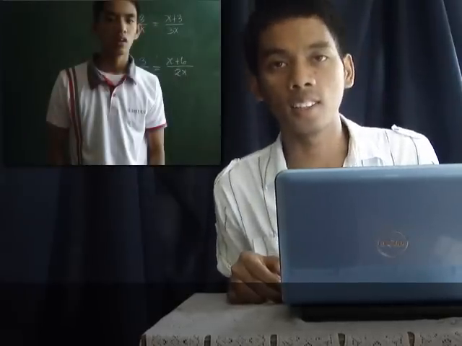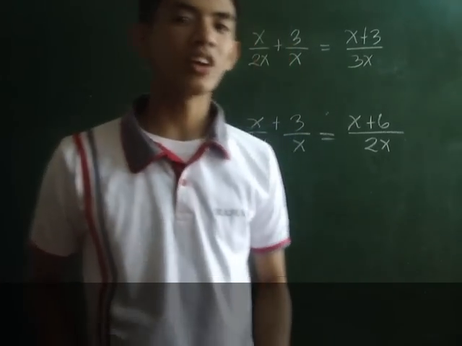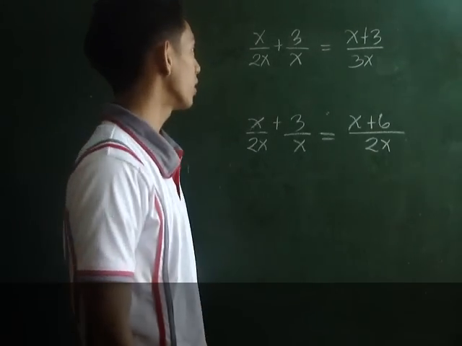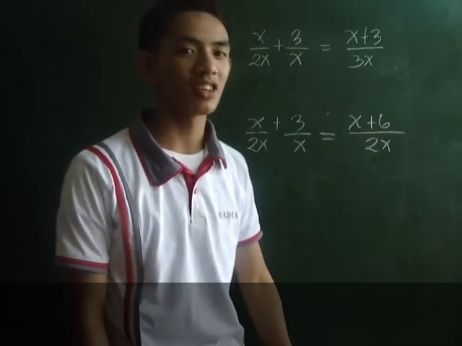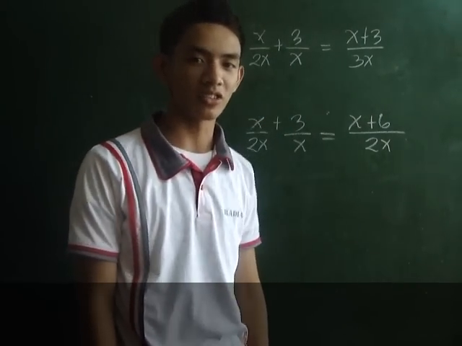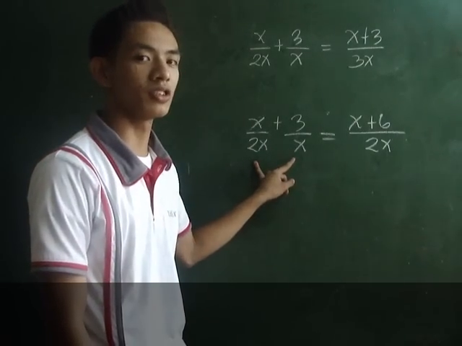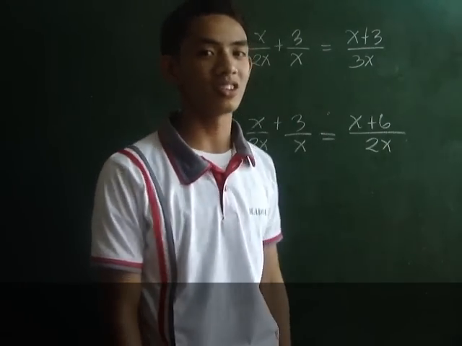Our top 8 algebra misconception is adding fractions. Find the LCD, do not add the similar. Here's the 8th misconception. We are to add 3 fractions. Here, we directly add the numerator and then the denominator. So the misconception is, do not add the similar, find the LCD. Here's the correct way. We have to find first the LCD of these 2 fractions. The LCD of these 2 fractions is 2x.